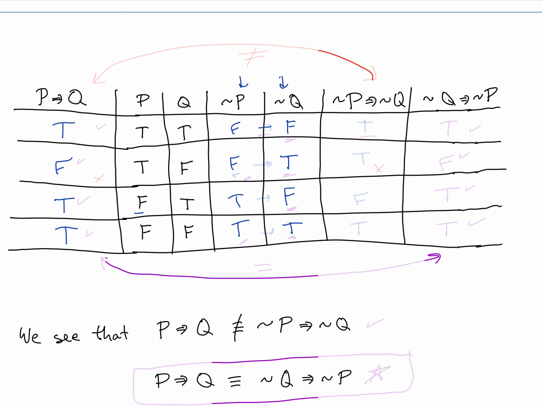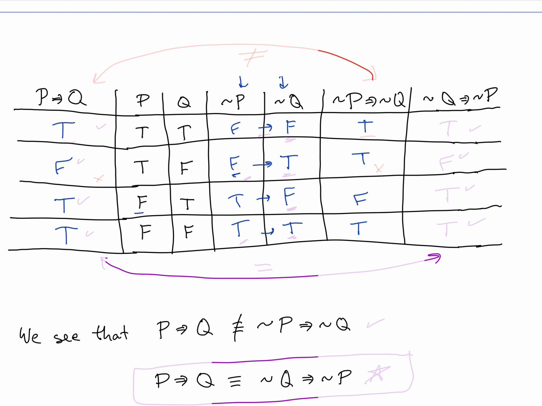And now not P implies not Q. So here we have a false thing implying a false thing. That's true. As long as the first piece is false, it's true. Here we've got a true thing implying a false thing. That's false. And a true thing implying a true thing. That's true.